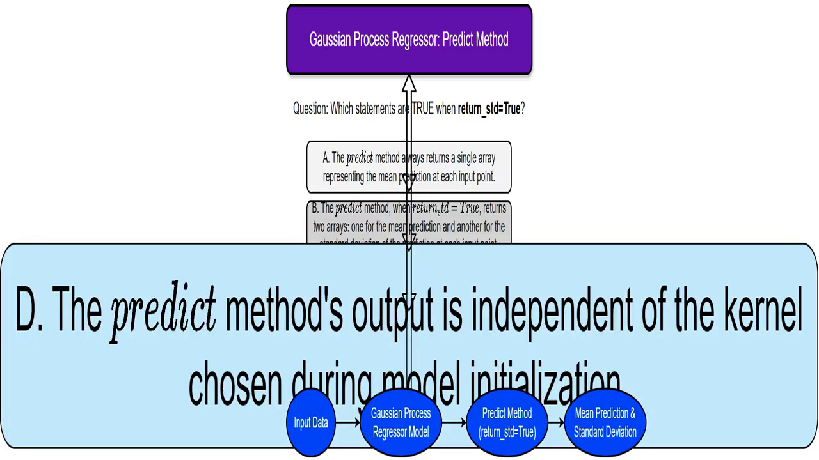This statement is wrong. The kernel is what controls the behavior and assumptions of the Gaussian process regression model, so it influences both the predicted mean and the uncertainty.